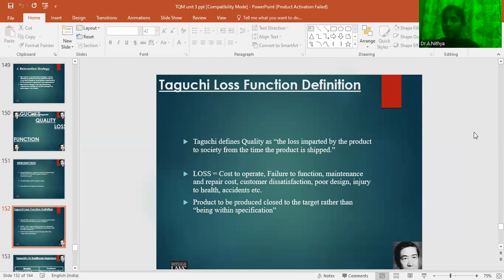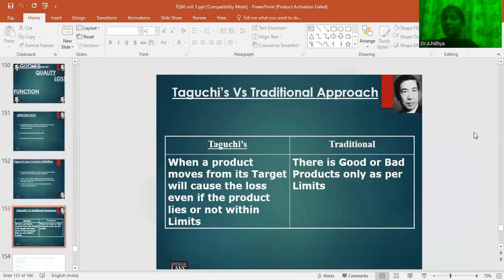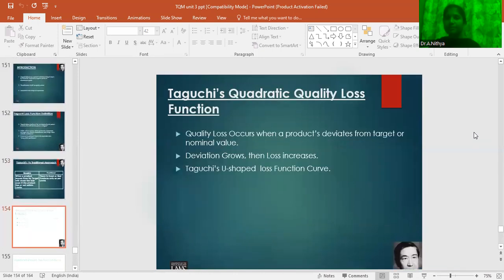So product is to be produced close to the target rather than being within specification. So he's focusing on target, not within specification limit. So in traditional, there is a good or bad product only as per limit. But as per Taguchi, when a product moves from its target it will cause loss even if the product lies within or not within limits. So quality loss occurs when a product deviates from target or nominal value.